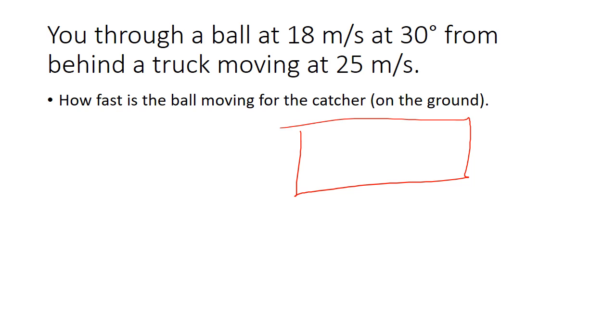So here's a truck as seen from above. Truck is driving this way at 25. You're standing in the bed of the truck, you're looking behind the truck, you're going to throw the ball at 30 degrees from there. So here's a 30-degree angle, and you throw it at 18 meters per second. Okay, so here's the ball.